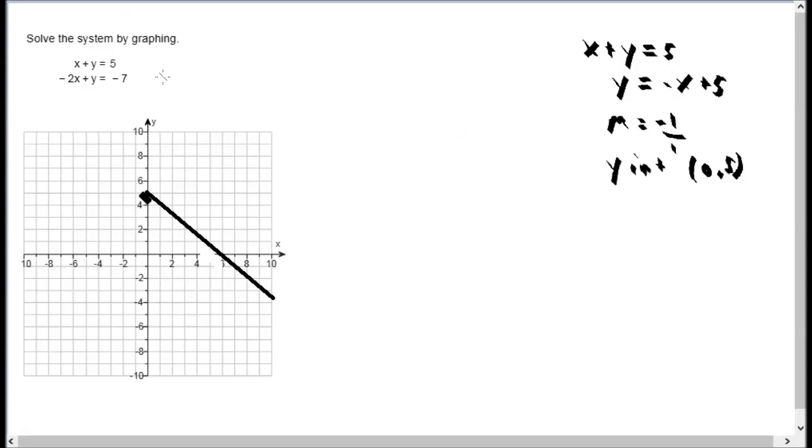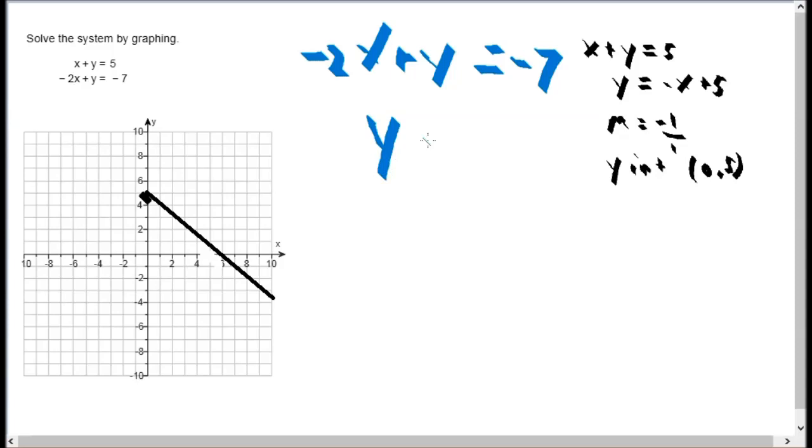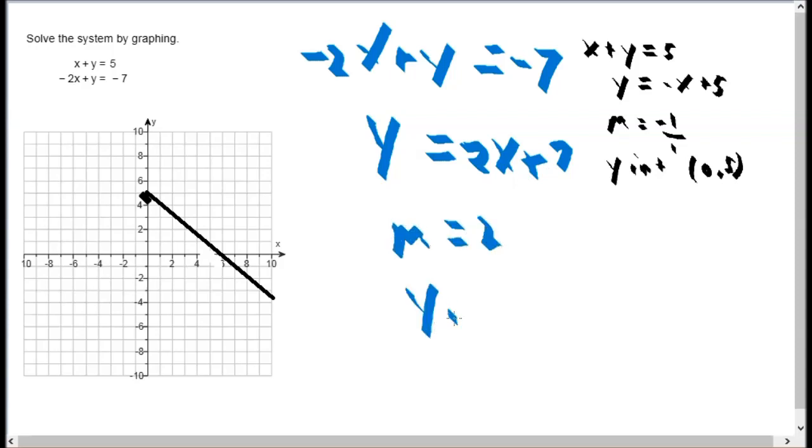We'll go ahead and write that over here. Let's see if we can do this. We'll have negative 2x plus y is equal to negative 7. So then we'll just go ahead and add 2x to both sides to get y is equal to positive 2x plus 7. And then what we can do is say that we have an m here of 2 and then a y-intercept of 7, (0, 7).